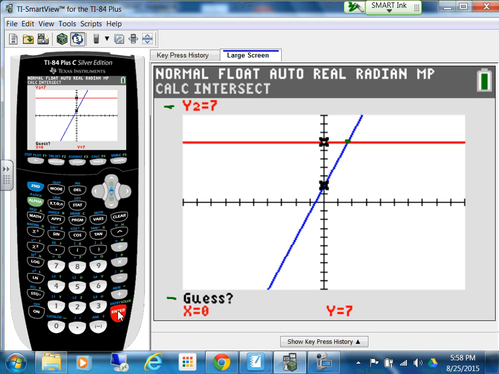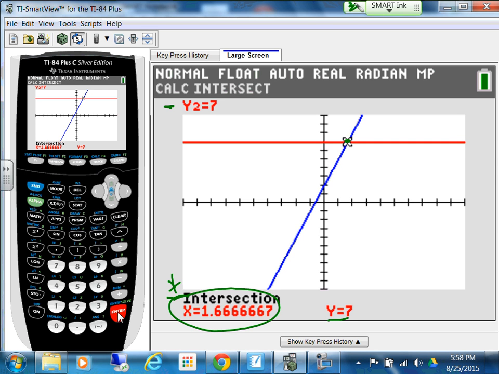And you will generally get a faster answer if you just get a little bit closer to the point of intersection. You don't have to be right on it, and hit enter. And there you go, there's your solution. The intersection is x equals 1.66666 repeating, and y equals 7, and the x value is the one that you want.